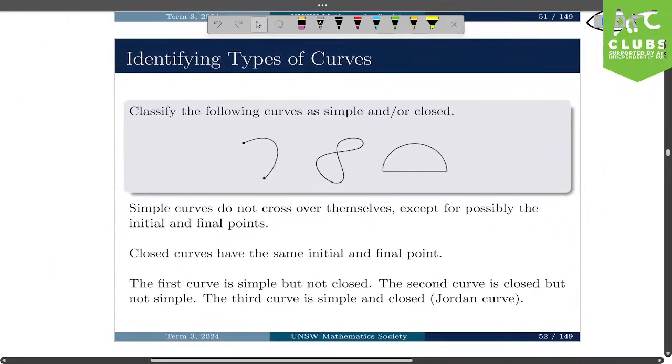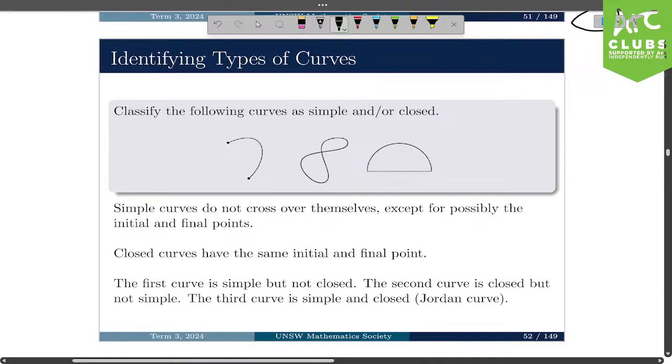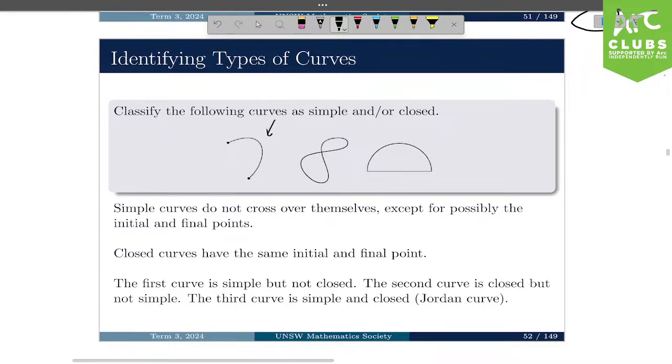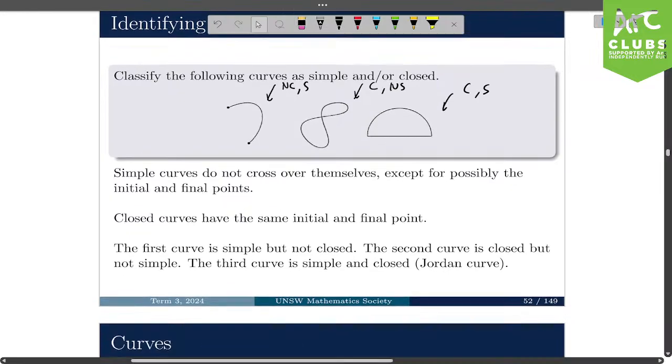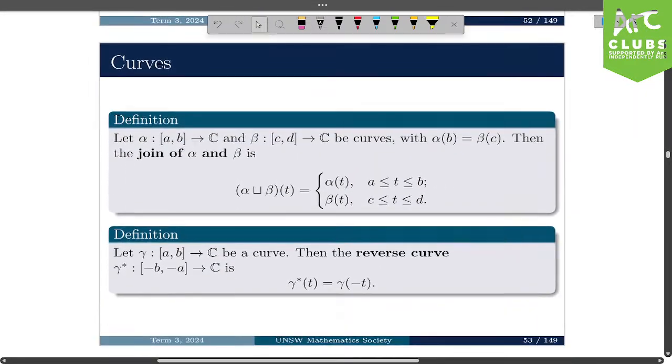So that should be pretty intuitive. We can classify these curves as simple or closed. This one is clearly not closed, but it is simple. This one is closed, but it's not simple. And this one is closed and simple, right? Should be pretty simple. All right, moving on.